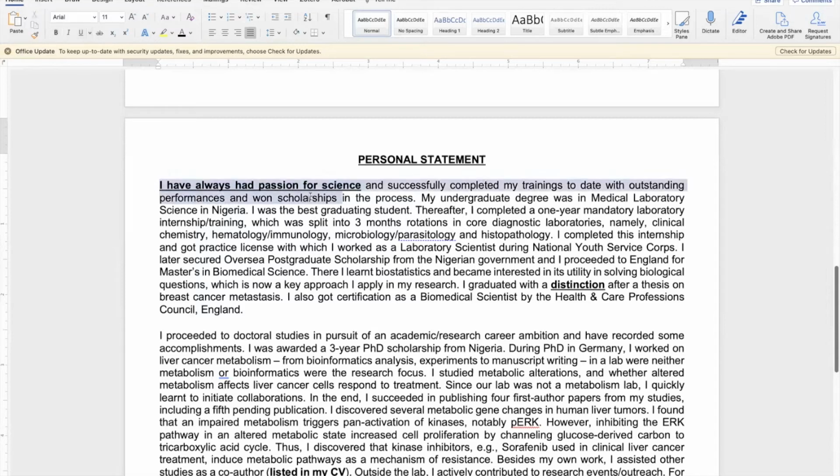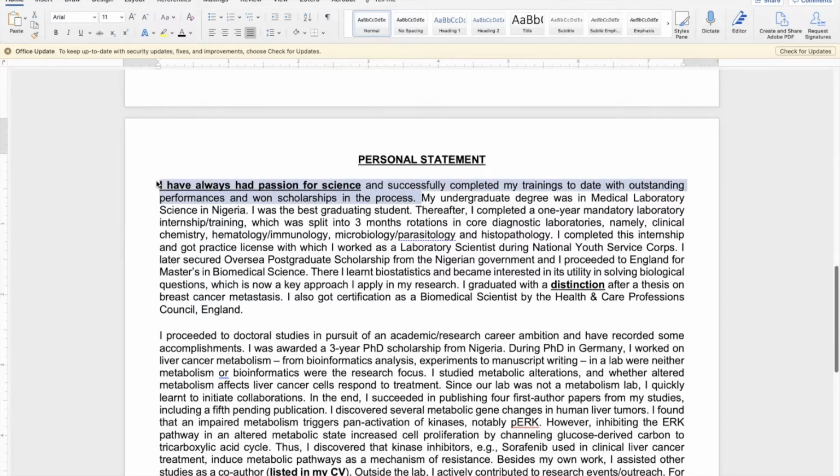"I have always had passion for science and successfully completed my trainings to date with outstanding performances and won scholarships in the process." Okay, if you want to stop now and go look at my CV to see whether that is true or false, you can. But this is a bold statement. What I'm seeing as a reviewer or as a professor reading this now is, let me see from the rest of this whether there is any proof, whether I can agree with what you have written here.